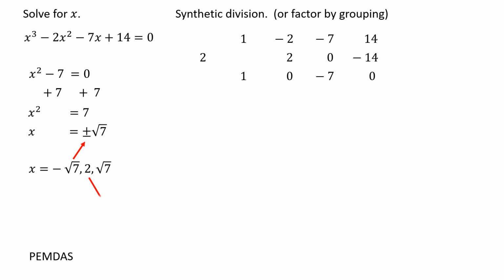All right, and of course, 2 of our answers came from solving our resulting equation by taking a square root. 1 of the answers came from synthetic division. And if you had done factor by grouping, you would have still needed to use a square root after figuring out one of the answers.